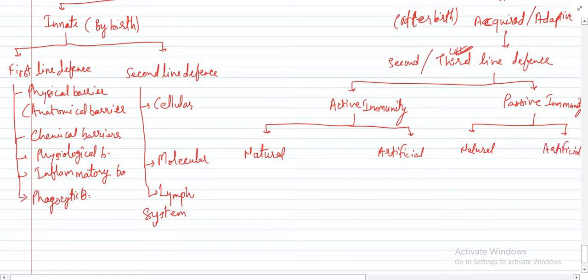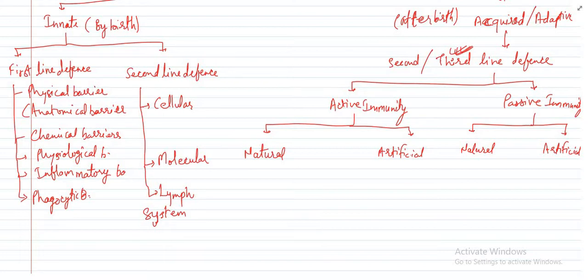These are classified on the basis of where each immunity is produced. A separate video is also available on my channel. You can check it out in the playlist, and you can understand every concept of active immunity and passive immunity.